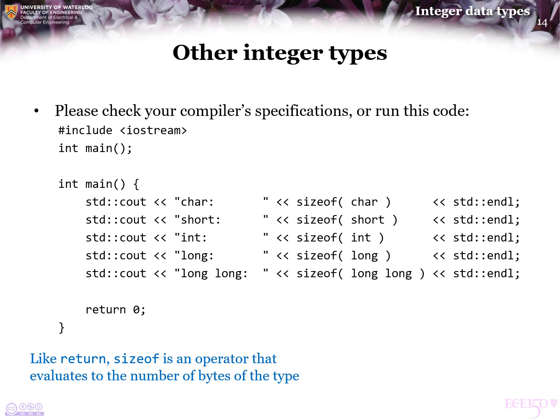So if I was to run this program on my computer using the g++ compiler, my output is as follows. A char occupies 1 byte, a short occupies 2 bytes, an int 4, long 8, and a long long is still going to occupy 8 bytes. It does not suddenly occupy 16.